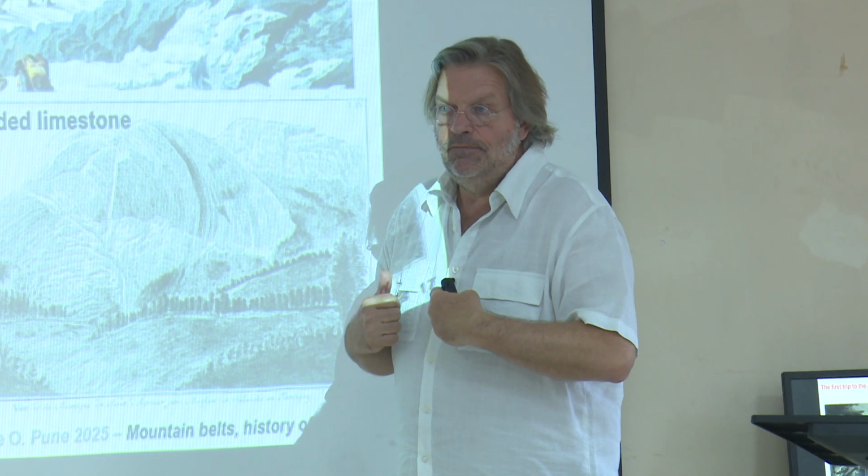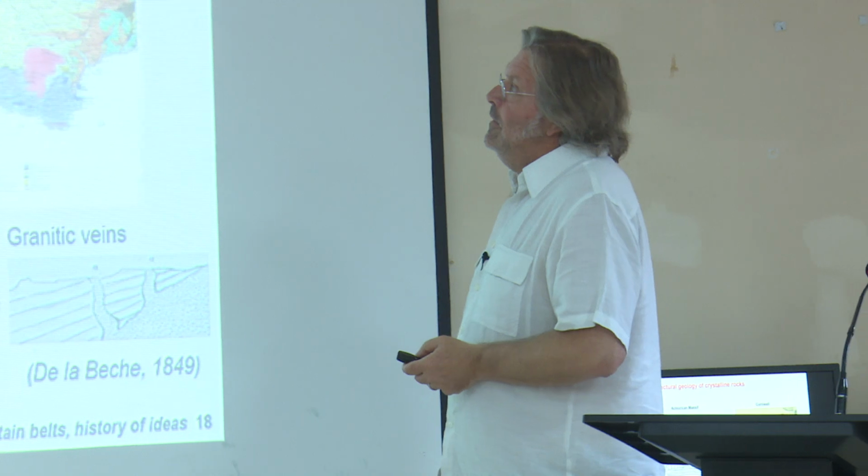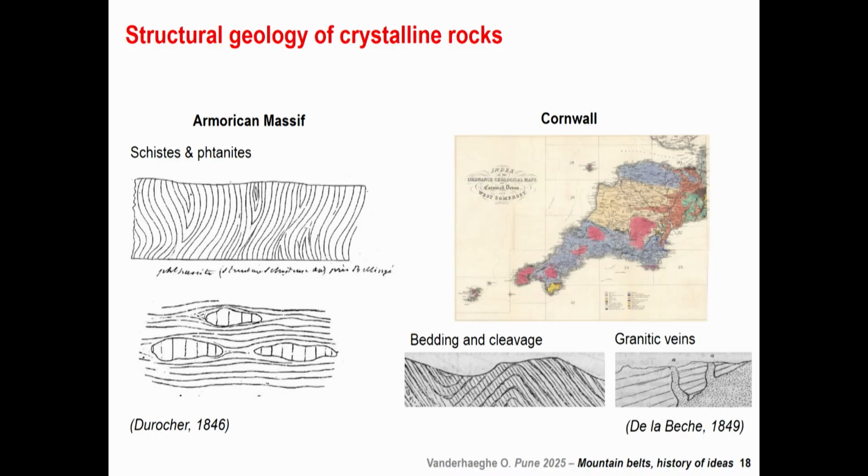What is our input? So, structural geology of crystalline rocks continued. This guy is named Durocher. In French, it's from the rock. So he had the right name to do it. He identified folds, different types of schistosities that are folded several times, boudins, and that's all from the Armorican Massif in Western France. Cornwall in southern England was also a big place for development of geology. They identified the relationship between bedding and cleavage, granitic veins intrusive into metamorphic rocks.